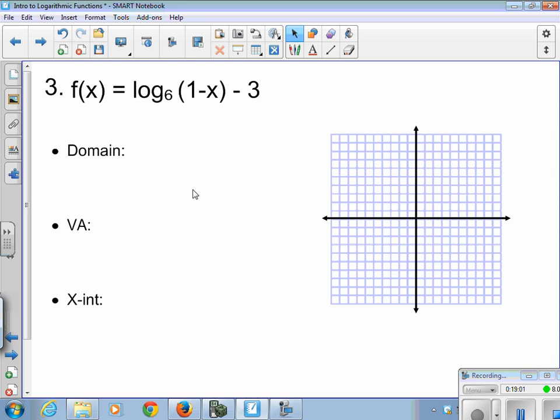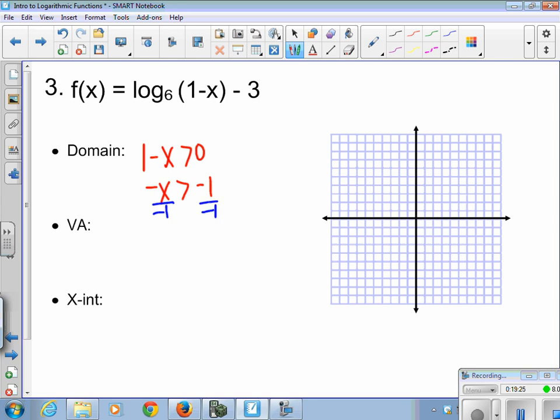Okay, so for the domain, even though there's other stuff in this function right here, I still want what's inside the log, and the 1 minus x is the only thing that's inside the log. So that's the only thing that I want to be greater than 0. So I'm going to solve by subtracting 1. That'll give me negative x is greater than negative 1. And then I'm going to divide by negative 1.